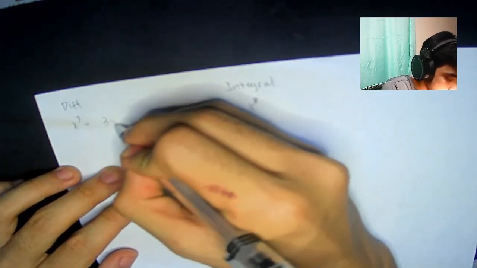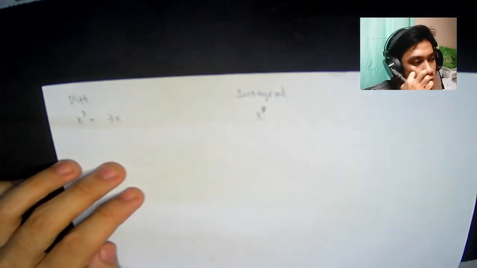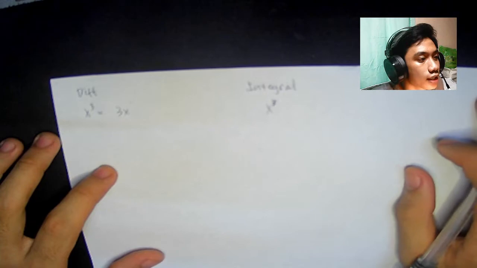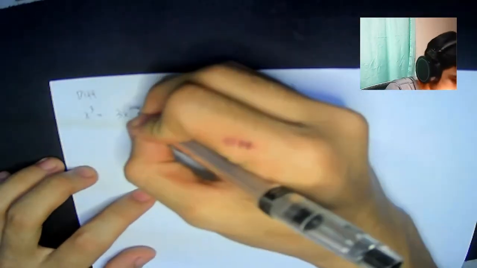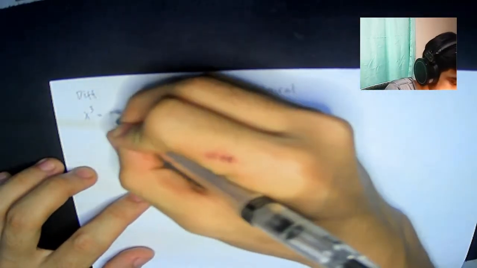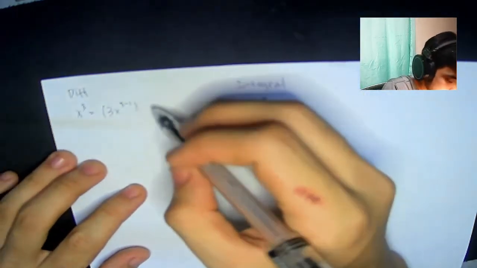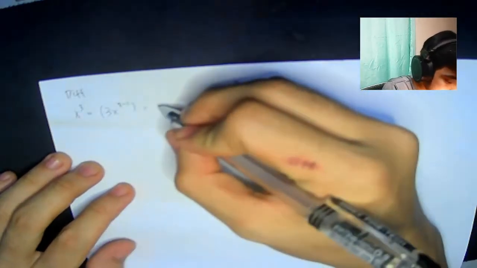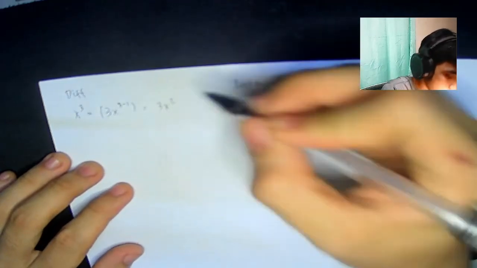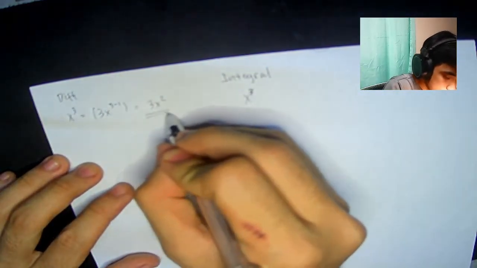So 3x, and subtract. The main difference between differential and integral is subtraction and addition. So subtract 1 from the exponent, 3 minus 1, so it equals 3x squared. That is the derivative of x cubed.